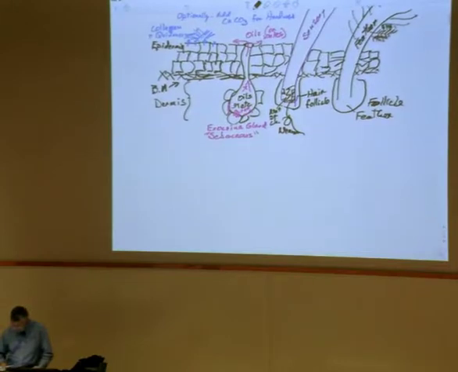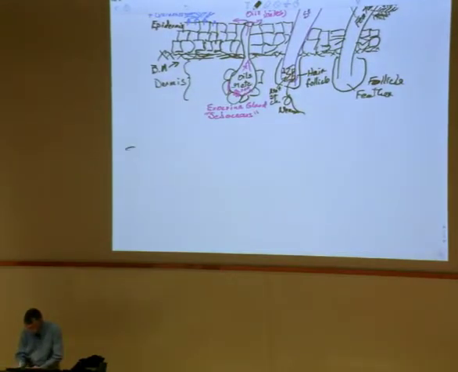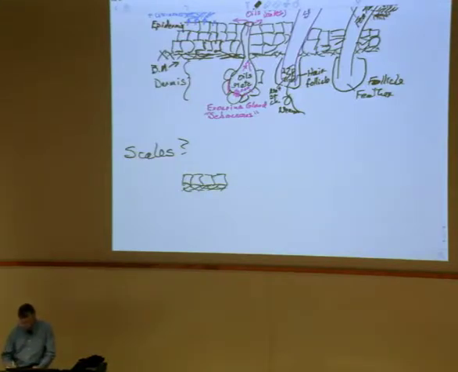Okay, what about a scale? Again, here's an epithelial layer, an epidermis, and again, there's a similar structure for a scale, and a scale can grow in two ways.